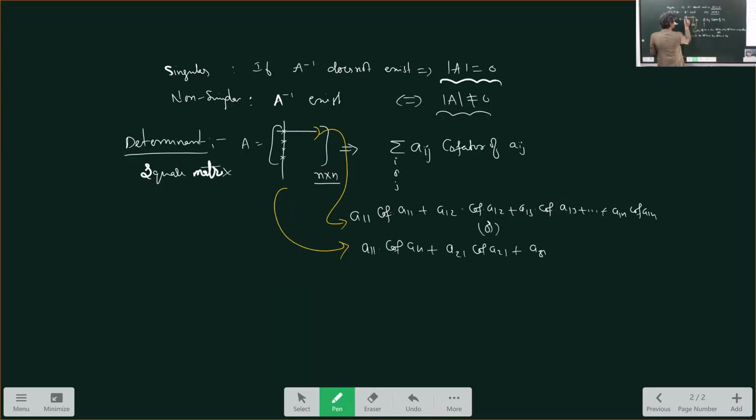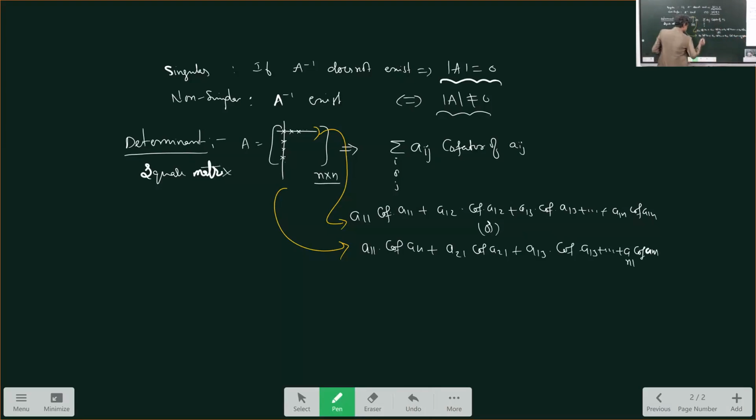Now this is A11, A12, A13, like that it goes, so A31, A13 into the cofactor of A13 plus and so on and so forth, up to An1 times the cofactor of An1. Please remember, this is how we are moving.